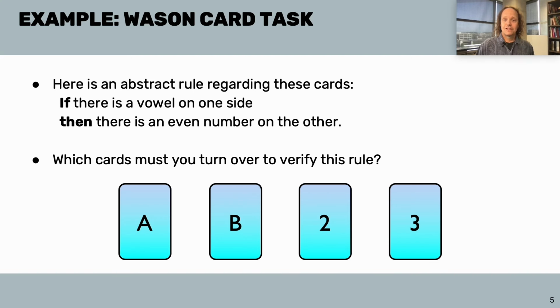The answer is, you need to turn over the A card. If there's an odd number in the back, then the rule's been violated. And you must also turn over the 3 card, because if there's a vowel on the other side of that card, the rule has also been violated. You don't need to turn over any other cards. This actually turns out to be a fairly challenging task for people.